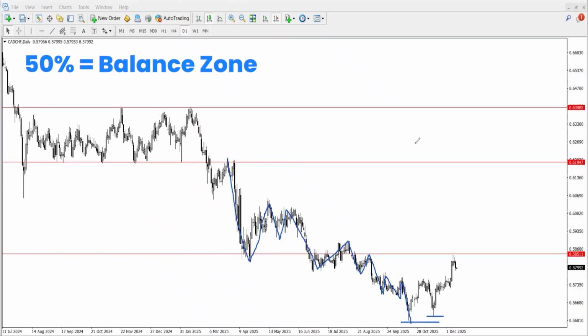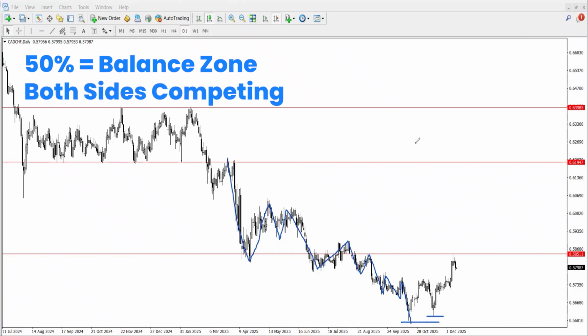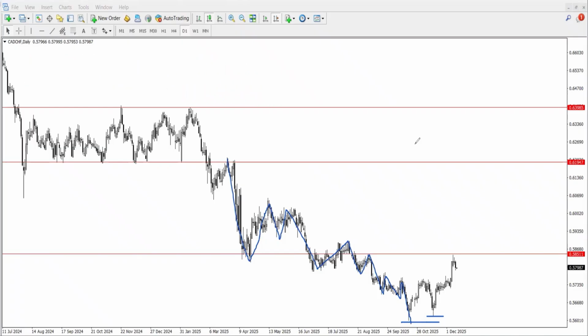This is critical that you understand this. The 50% level is where the market is balanced again. Both sides are competing, meaning it's giving itself permission in a downtrend to go even lower again, or an uptrend even higher again. Very high probability areas to trade from, provided you know what signal you are looking for at those areas. You have trend, you have level.